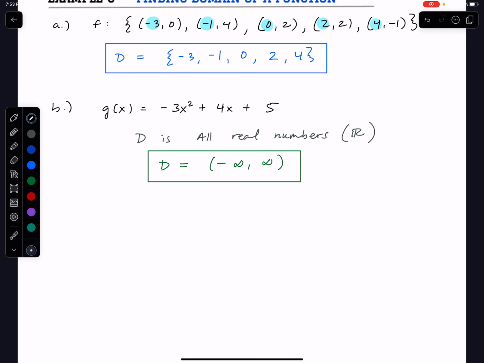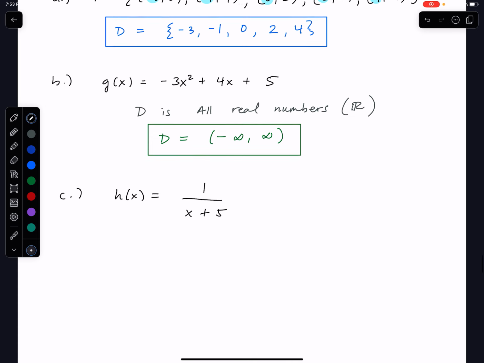For part C, h of x is equal to 1 over x plus 5. This is a rational function. So remember, we can't have the denominator be 0. The only x value that makes the bottom 0 is -5, so x cannot be -5. But we could pick any other number besides -5. So the domain is going to be -infinity to -5, union -5 to infinity.